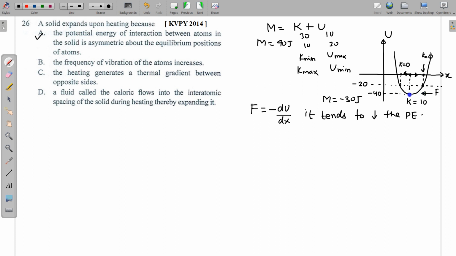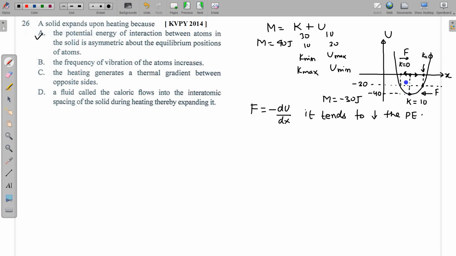At this location force is 0. If the particle is somewhere here, then the force is something like this. So force is always directed in such a way that it tends to decrease the potential energy of the particle. It tends to move it toward the stable equilibrium position. It always does that. It tends to decrease the potential energy of the particle.